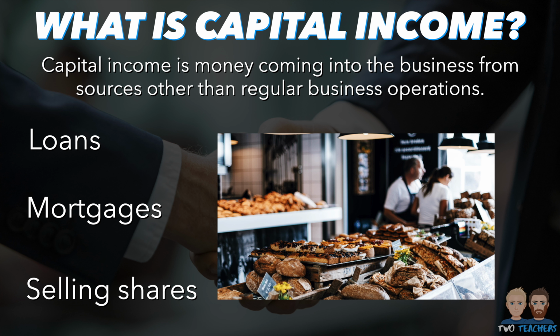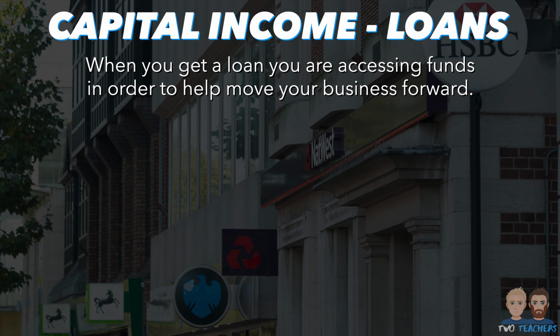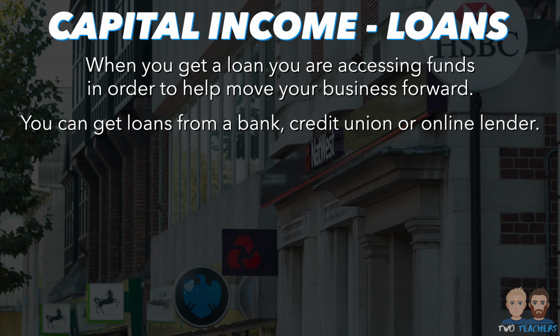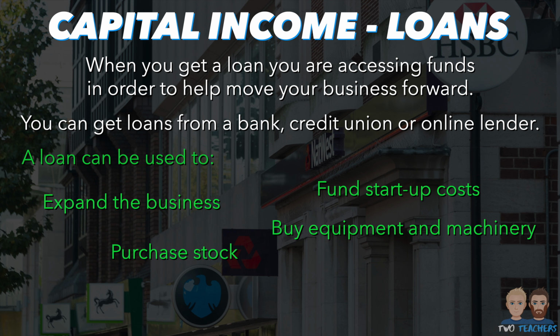Here are some examples of capital income a business may have. Loans. When you secure a loan, you're acquiring funds from an external source, often in the hopes of propelling your business forward. These loans can come from traditional banks, credit unions, or even online lenders. They can serve various purposes, such as funding startup costs, expanding operations, purchasing inventory, or investing in equipment.